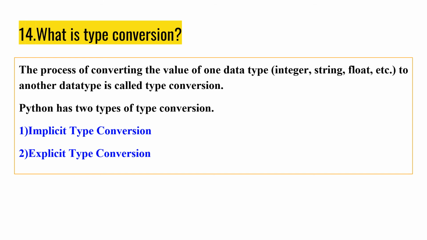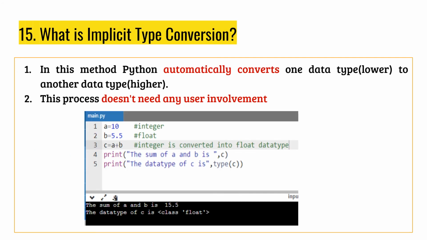There are two ways of making it possible. One is implicit type conversion and the other is explicit type conversion. So what is implicit type conversion? This is the first type of type conversion, which is done by Python itself, and it doesn't require any user intervention or any user instruction for that. You just look at the example below.